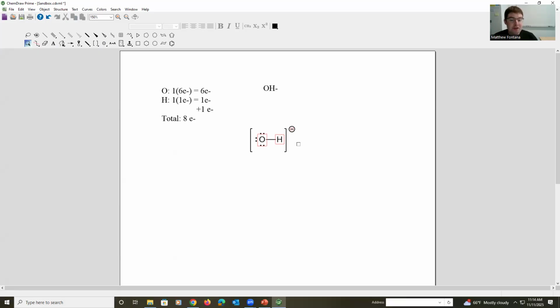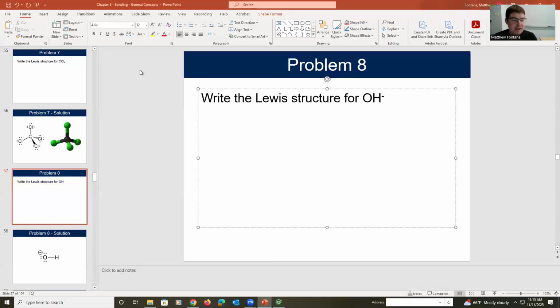So one thing just to point out to you, if you don't put the brackets with the negative charge, or with the correct charge on there, that's not going to get it full points, but you'll get most of the points for getting the correct Lewis structure, but probably 1 point deducted for not putting the bracket with the correct charge. So it's not the majority of the points. All right, so that summarizes and concludes hydroxide.